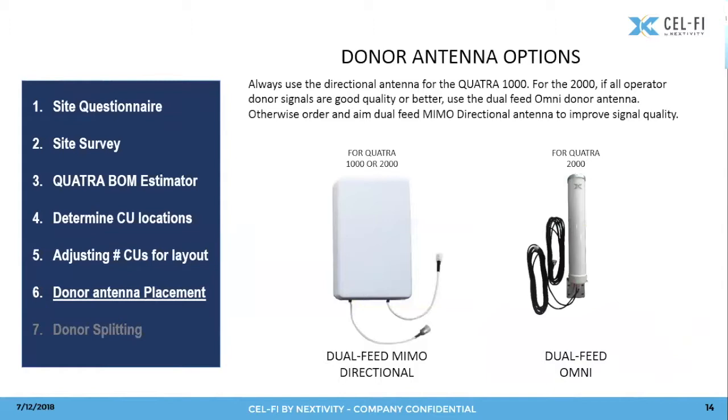Donor antenna options, very important. We have a panel directed antenna. Why did we go with a panel? It actually has very, very good performance, but panels are easier to stealth, if you will, than a Yagi. We also have a dual feed omnidirectional antenna. If you're using a Quatra 1000, you're always going to want to use a panel antenna and point it at your operator's tower. And you can also use that antenna for, of course, a Quatra 2000.